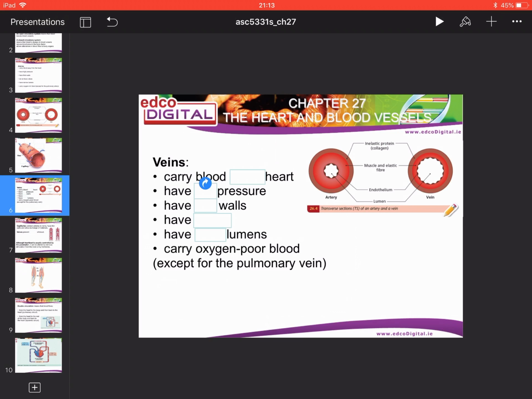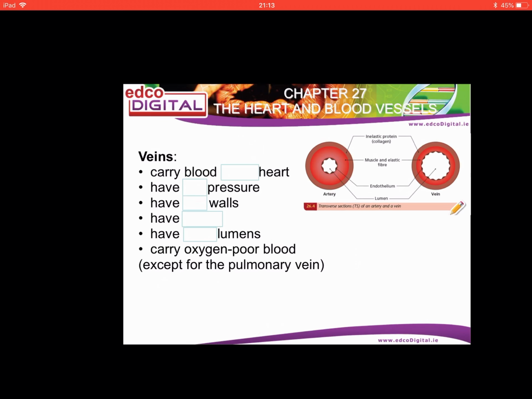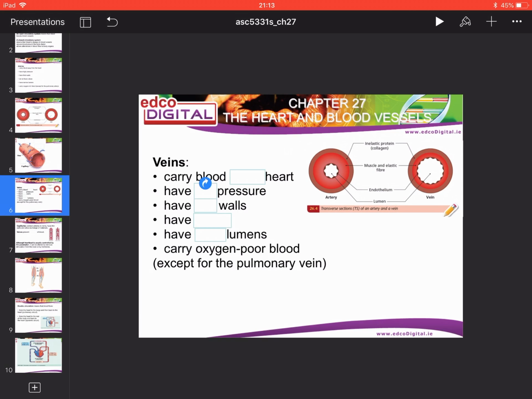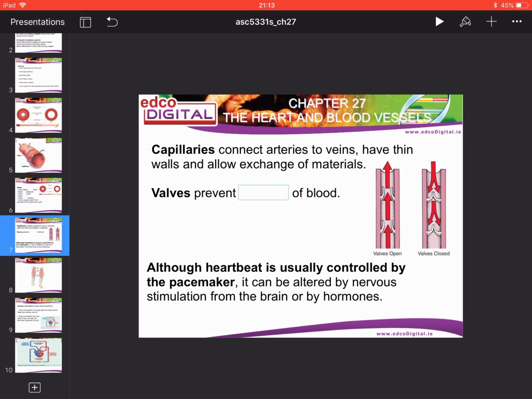So veins carry blood away from the heart. Sorry, wrong, my mistake. Veins carry blood to the heart. Arteries are away. They have high pressure. Veins will have thin walls. They have valves, which is another structural difference between arteries and veins, and they have large lumens. Okay, so I talked about capillaries. They connect arteries to veins and have thin walls.